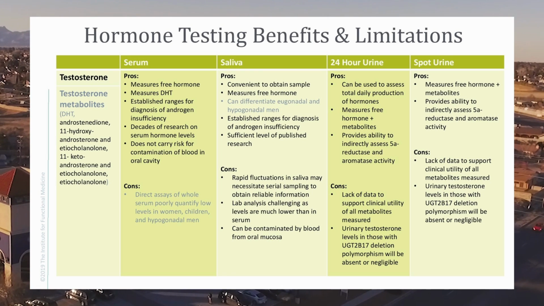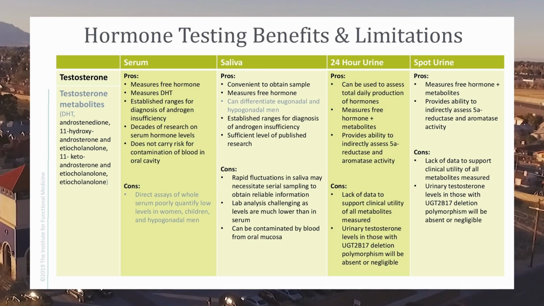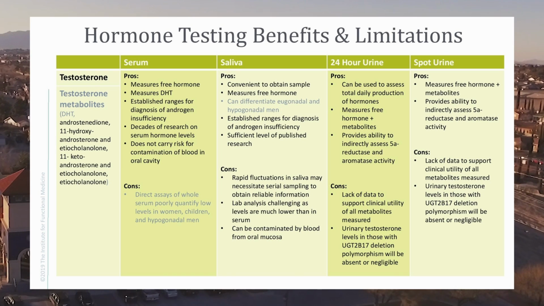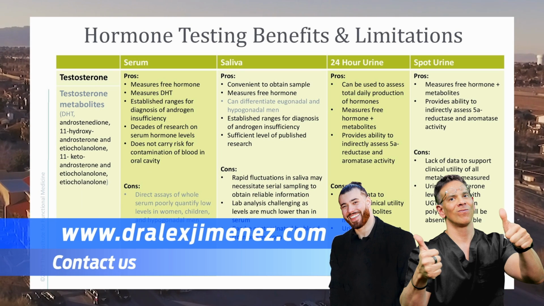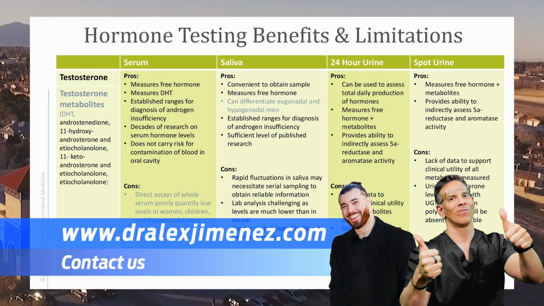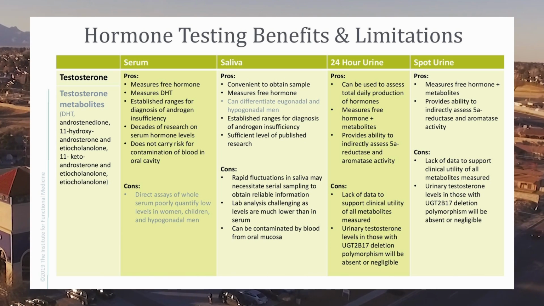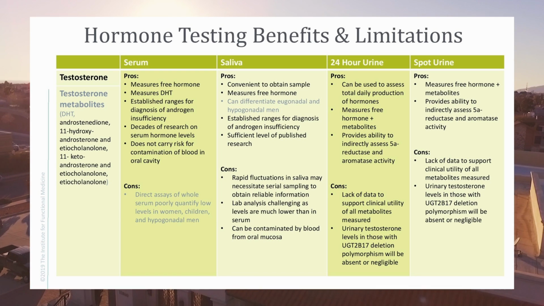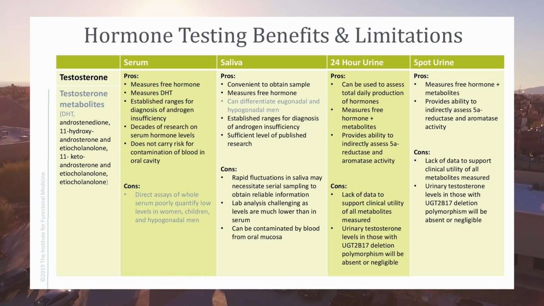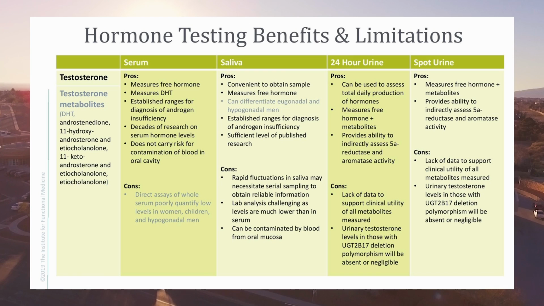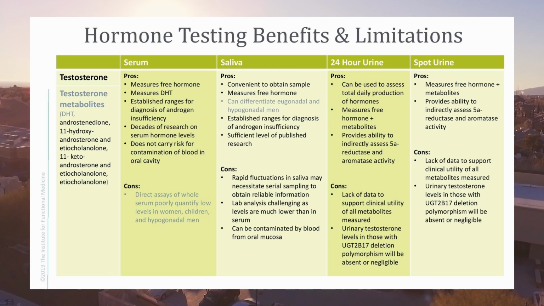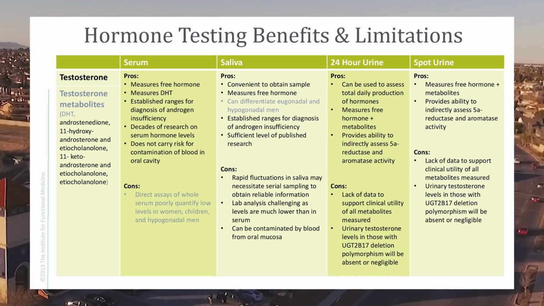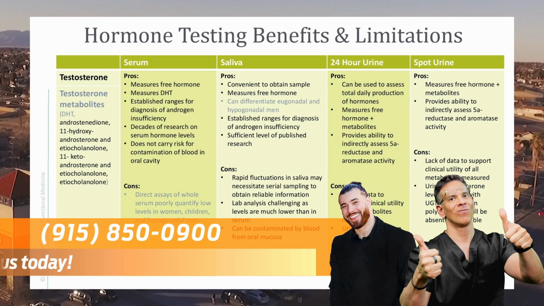For saliva, it's obviously very convenient to obtain the sample. There are established ranges for diagnosis of androgen insufficiency, and it's pretty easy to use this testing for differentiating between eugonadal and hypogonadal men, and you can get a free hormone level. There's lots of published research on using salivary levels for assessing testosterone. Now, the problem is, just like with progesterone, you get this really rapid fluctuation in the saliva. So you might need more than one saliva test result to get reliable information, and you don't necessarily want to make a decision based on just one result.